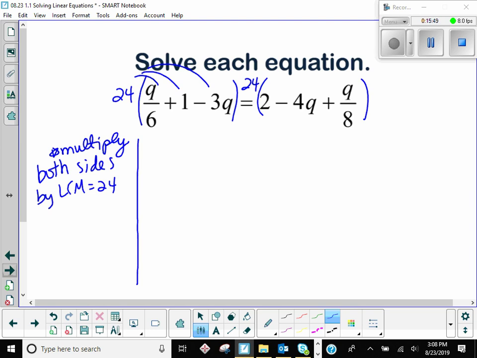When I go to distribute the 24 to the q over 6, you might be feeling like, how is that canceling out the denominator? Because when I go to multiply fractions, I know that I multiply across the top and across the bottom, which gives me 24q over 6. And, well, there's still a denominator-ish, right? What is 24 divided by 6? 4. That simplifies completely to an integer. And that is how the denominator gets cleared. Okay, it's gone.